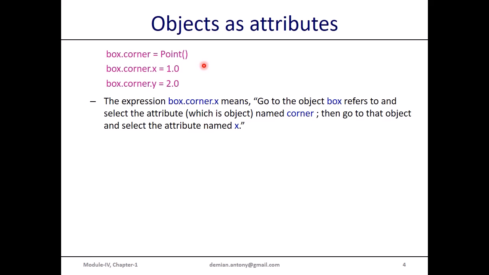How to add the values of x and y of that newly created object point? You have to use the object reference, that is box.corner, which refers to the point object, dot x equal to 1.0. Similarly, you can assign the value 2 to the attribute y. Remember, the attribute box.corner is a reference to the object that is created somewhere in the memory.